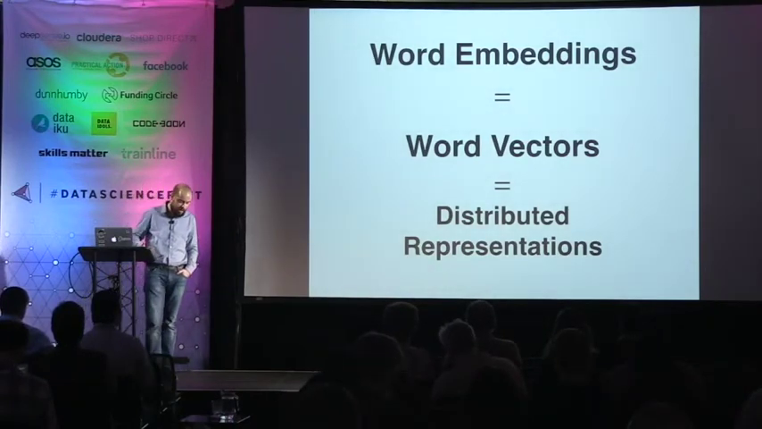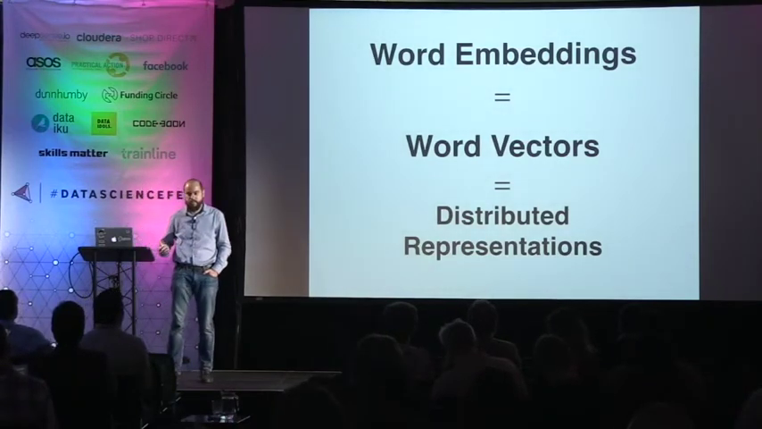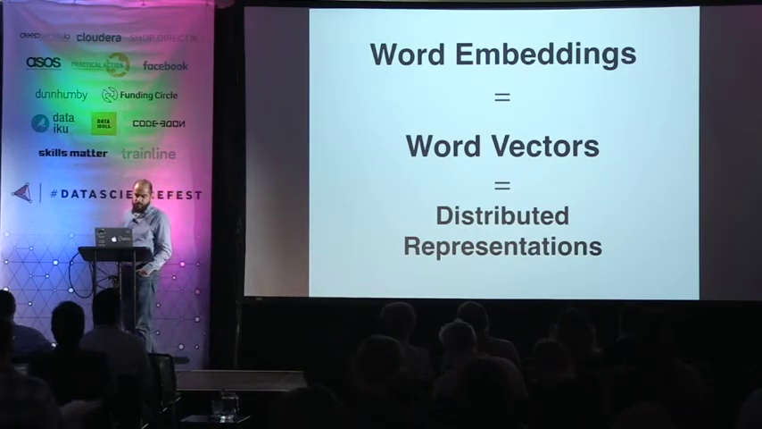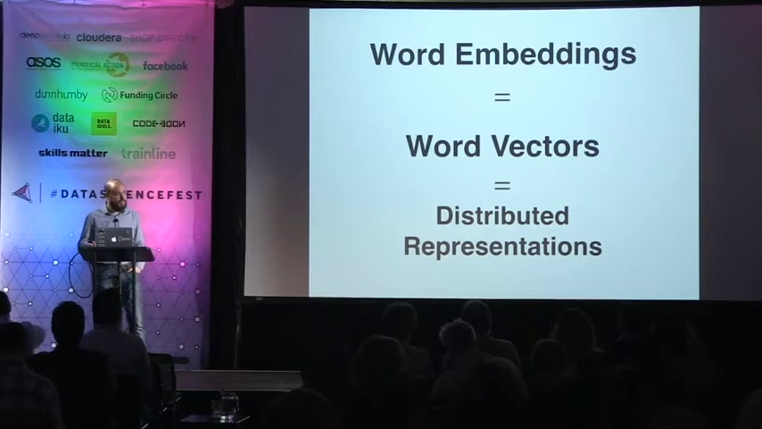So, terminology. Word embeddings are vectors that represent words. What you see here, they are all synonyms: word embeddings, word vectors, also semantic vectors sometimes, and distributed representation, because the meaning of a word is distributed across multiple dimensions.